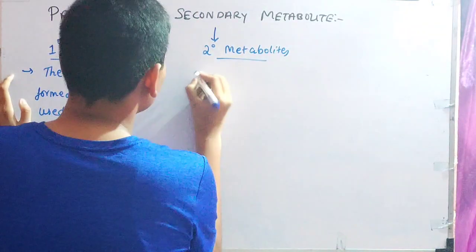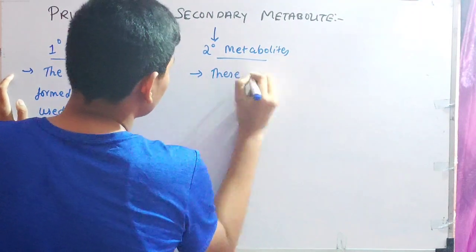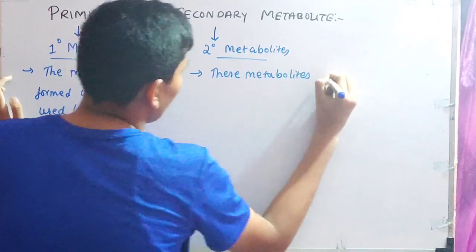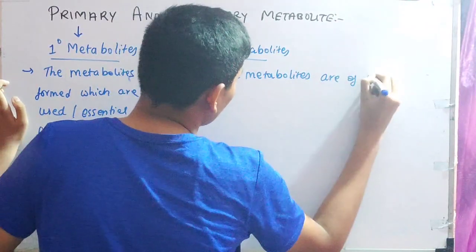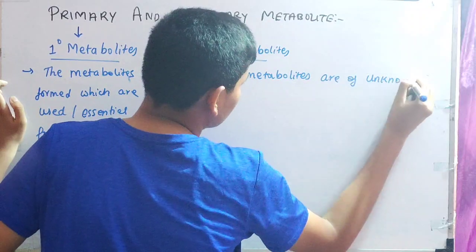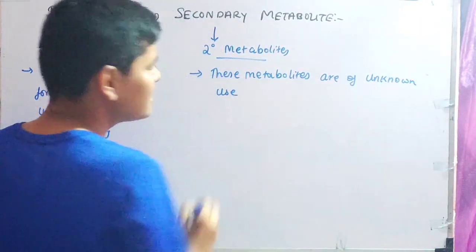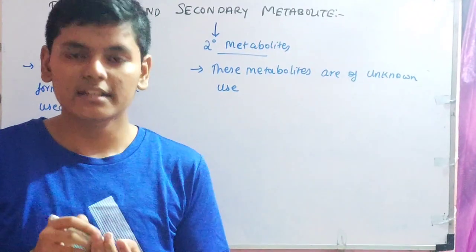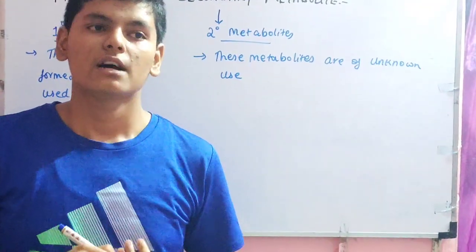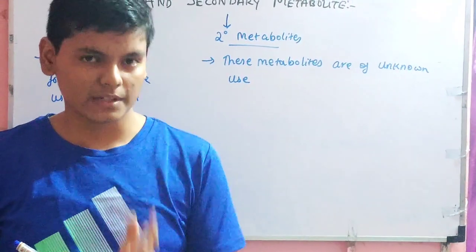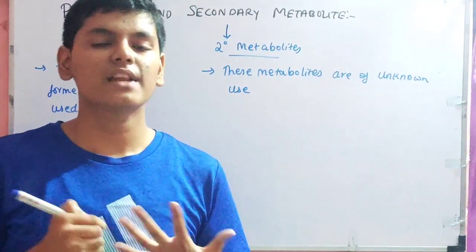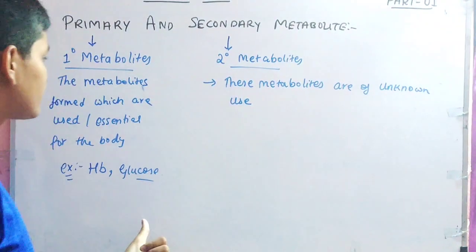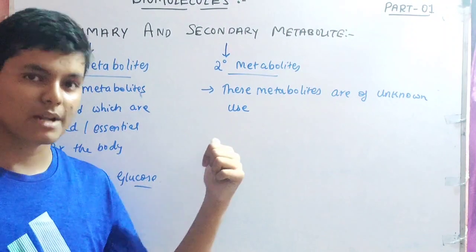So these metabolites are of unknown use. It means that secondary metabolites are some byproducts or some components which are formed. See, reactions are necessary in our body. Some reactions, because reactions consume energy, are important. Some reactions will have some outputs. So if the output is used up, if the output is important, they are known as primary metabolites.